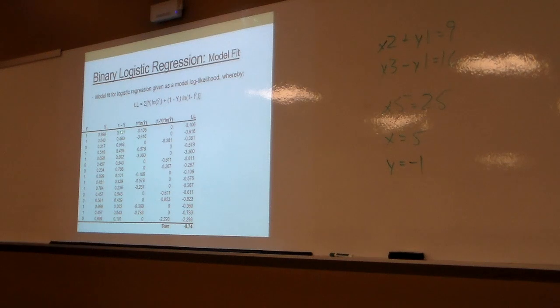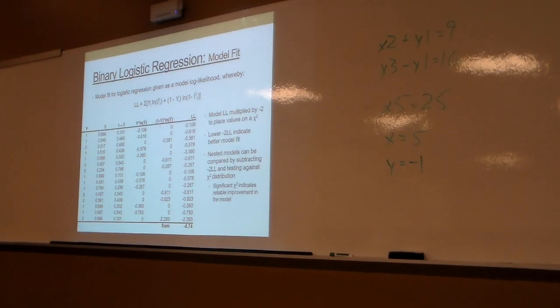1 minus my predicted outcome, 0.101. Y times the natural log of my expected outcome is going to be this value. 1 minus y, or 0, right? Times this is going to be 0. That's going to give me a log likelihood value of negative 1.06, right? And so we do this for each one of our outcomes, and then we sum these up, and this is going to be my log likelihood value for this model.